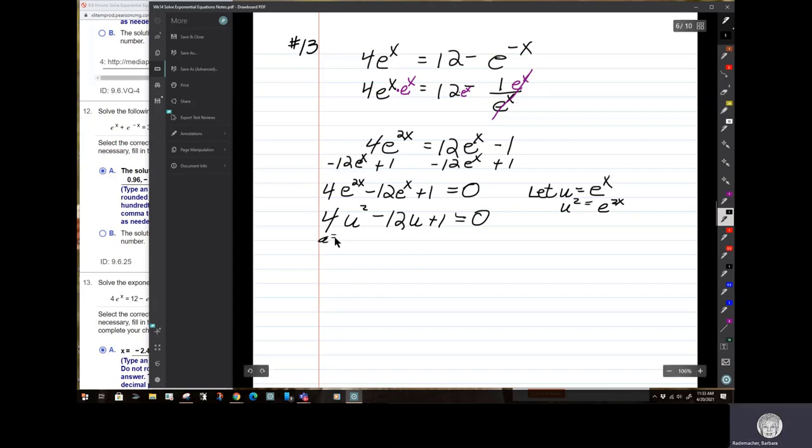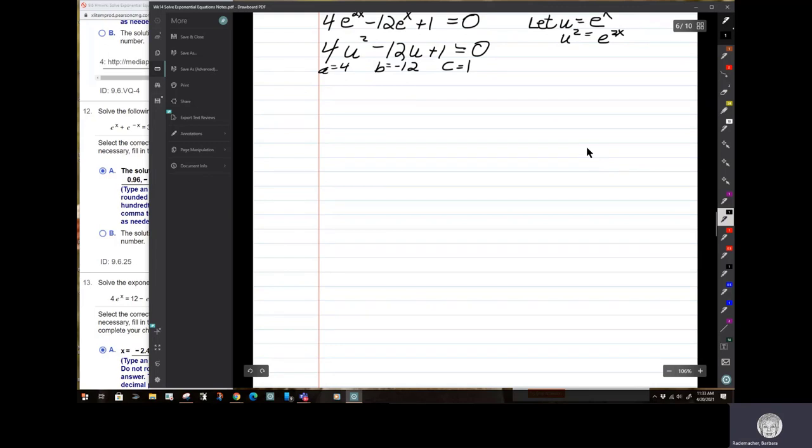And so a equals 4, b equals negative 12, c equals 1, and again I'm going to use the quadratic formula. This time with u, since the letter I'm using is u. u equals negative b plus or minus the square root of b squared minus 4ac, all over 2a.